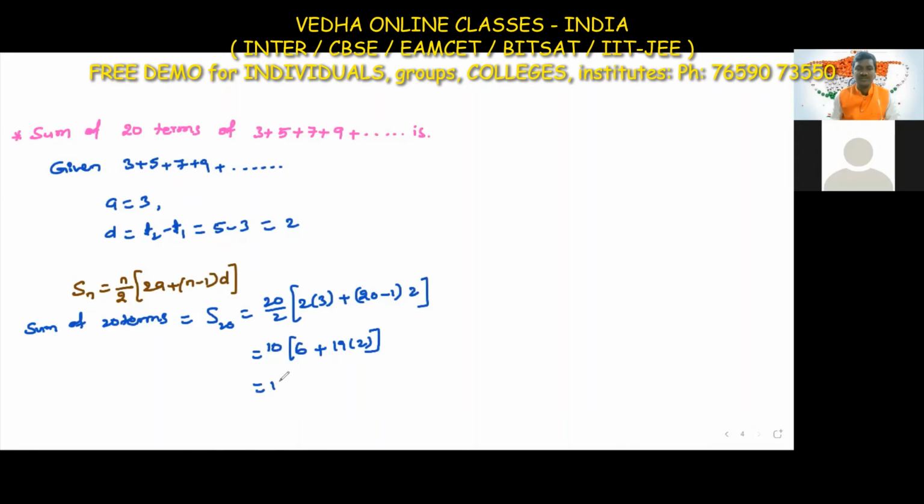So now this is equal to 10 into (6 plus 19 twos). How much are 19 twos? 38. This is equal to 10 into (38 plus 6). How much? 44. Yes, 44 into 10 is 440. This is the required answer. The sum of 20 terms is 440.